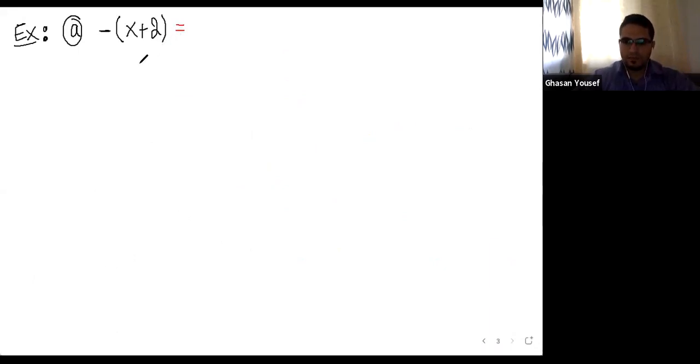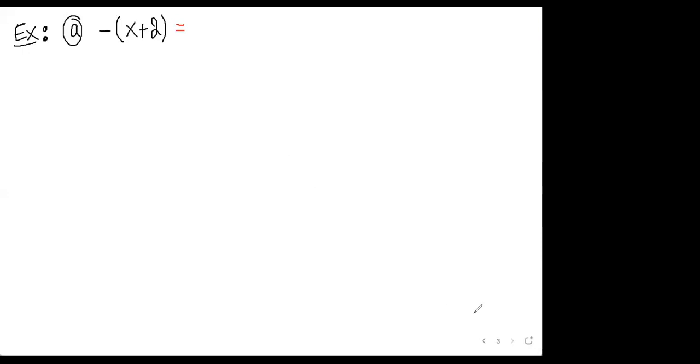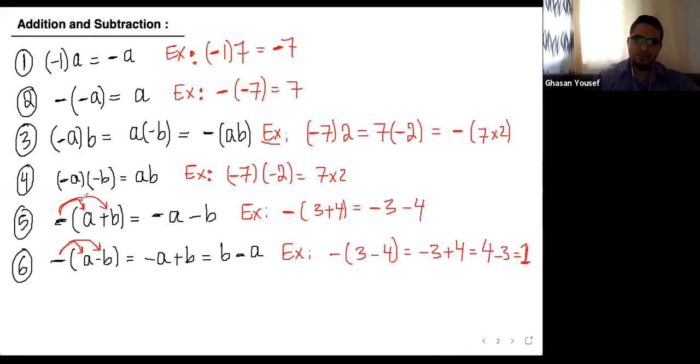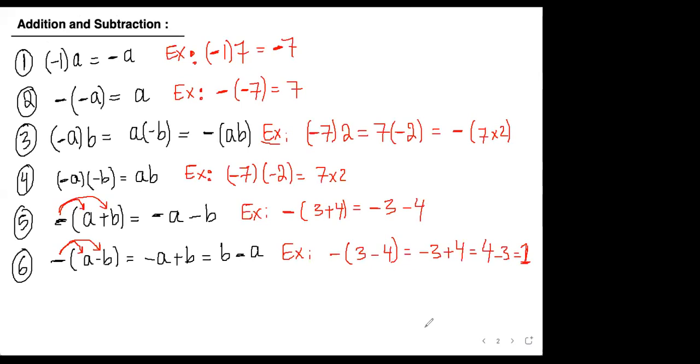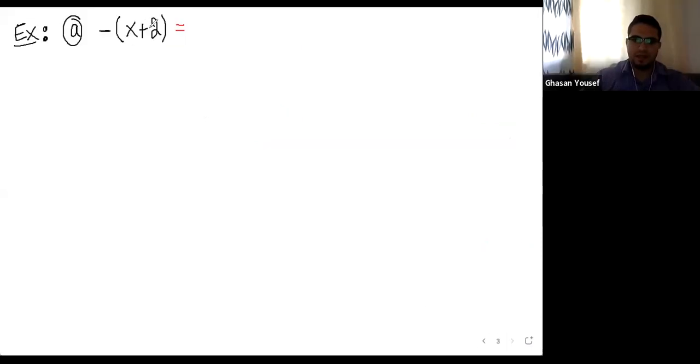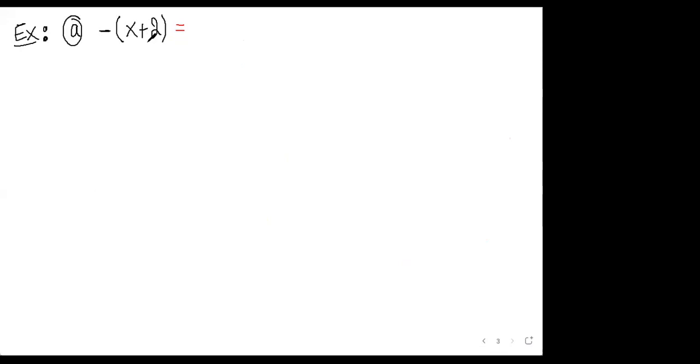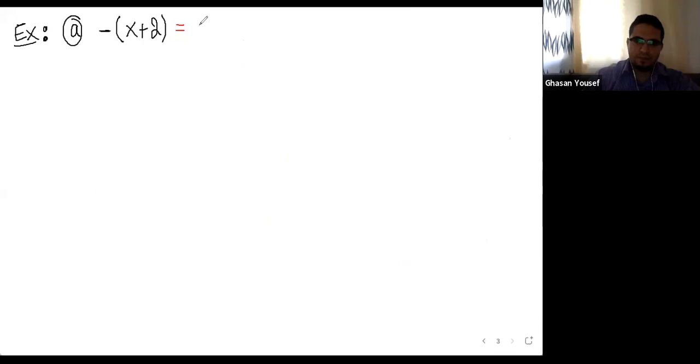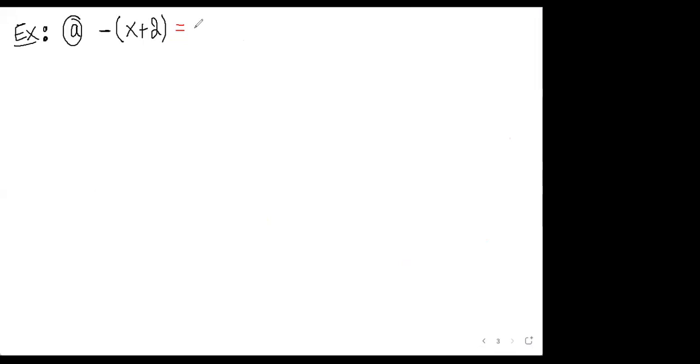I'll do it. Which property are you going to use? The addition and subtraction property. Which one of the 6? The fifth one, number 5. Because if we see the 5, minus, open parentheses, and between them addition. Okay. What do I have to do now? You're going to distribute the minus.